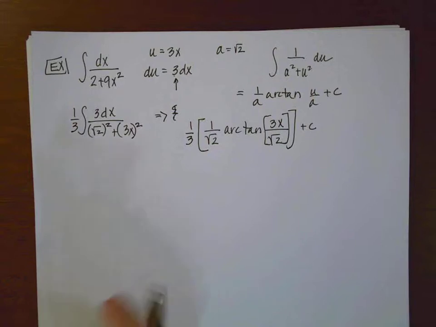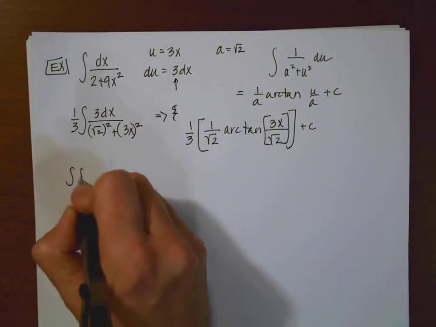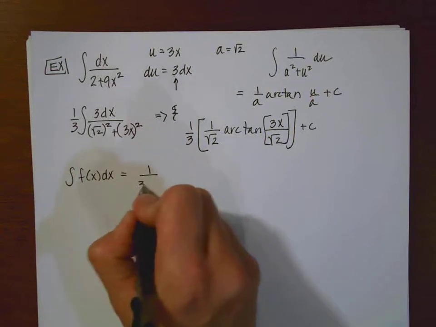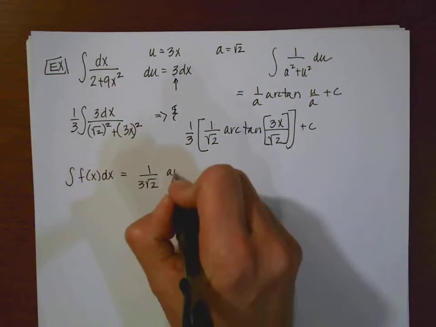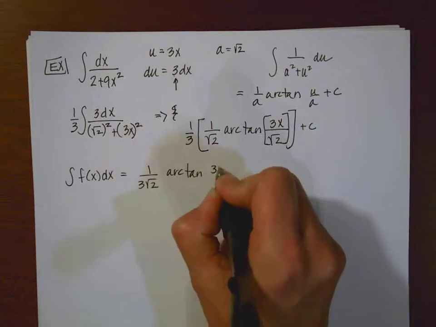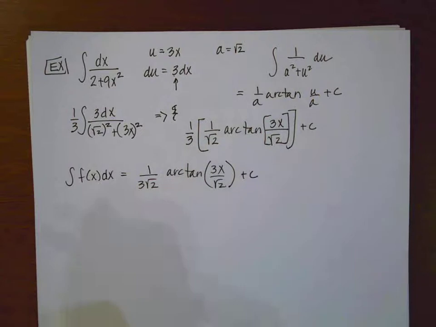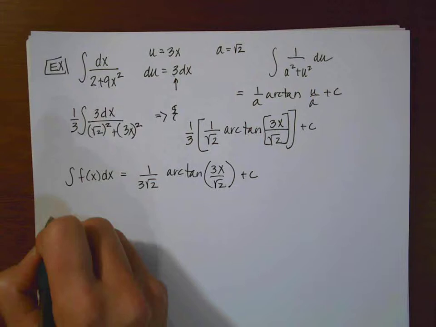So the only thing that I would do to clean that up, I would say the integral of f of x dx is equal to 1 over 3 radical 2 arc tangent 3x over radical 2, and that's just yucky, plus c. And then you're actually done. So that one wasn't too bad.